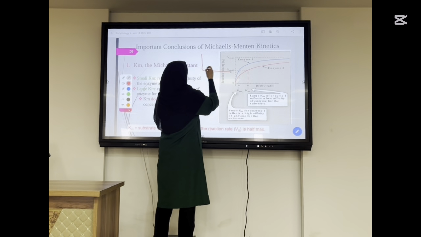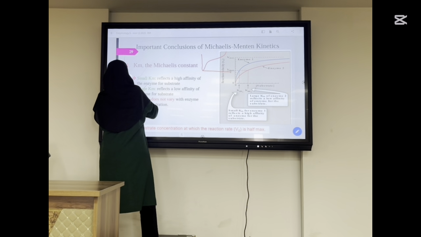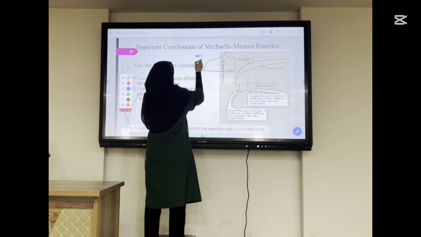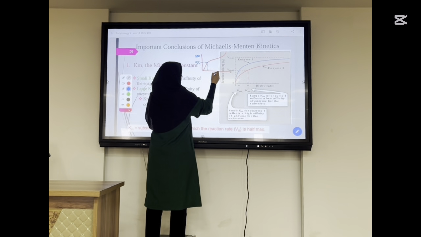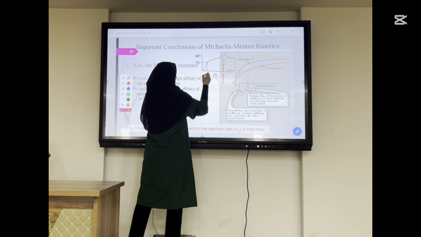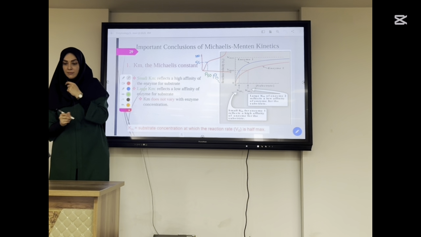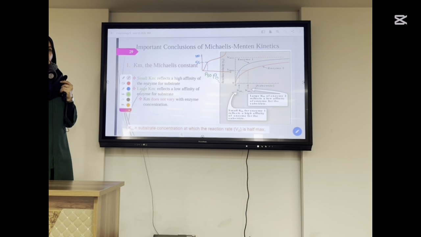In an oxygen dissociation curve of hemoglobin, for example, if that was 100 and that was 15, and this is the pressure of oxygen, this is known as P50. Do you remember? Who can define the P50 in hemoglobin?